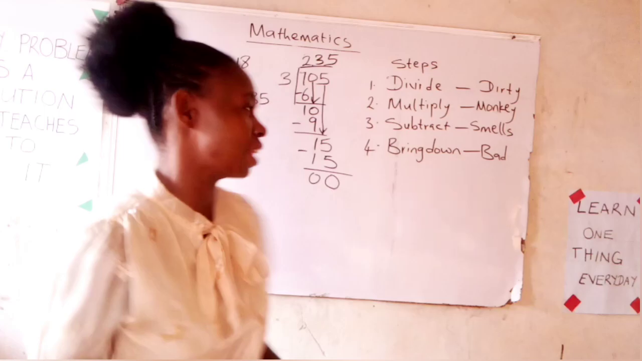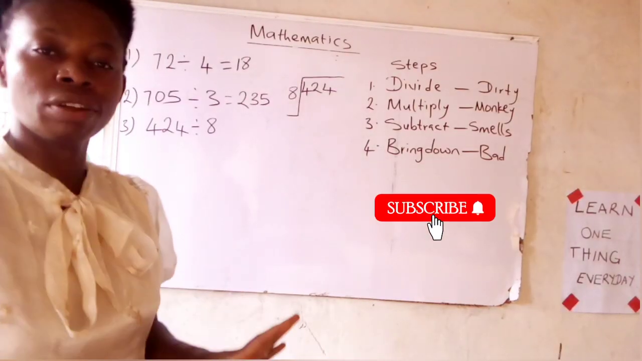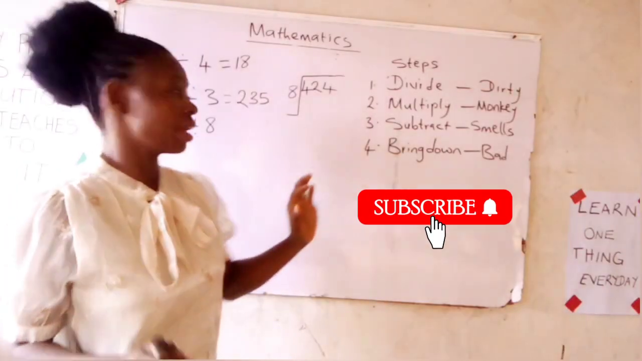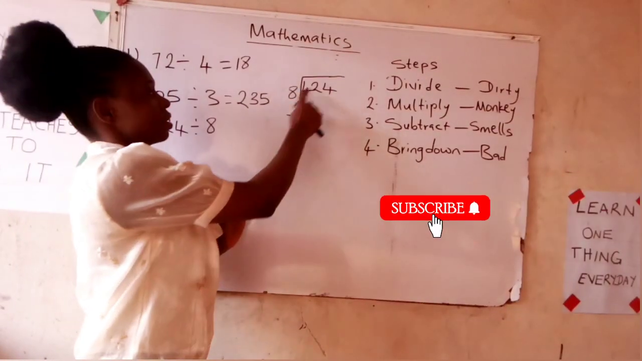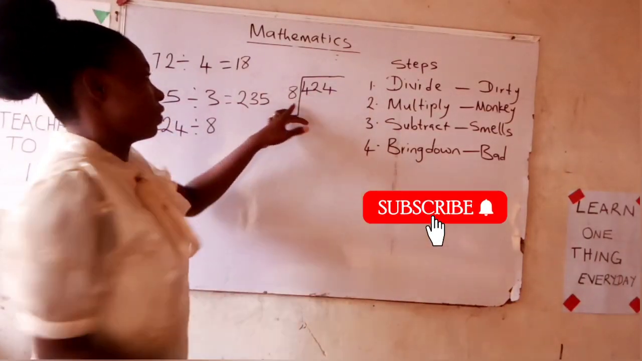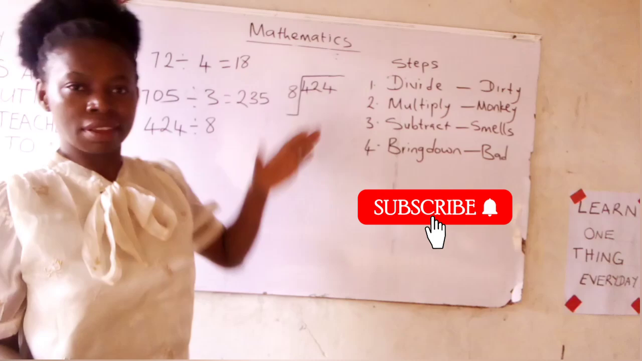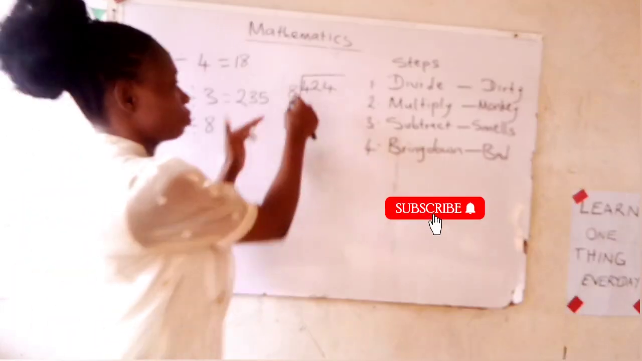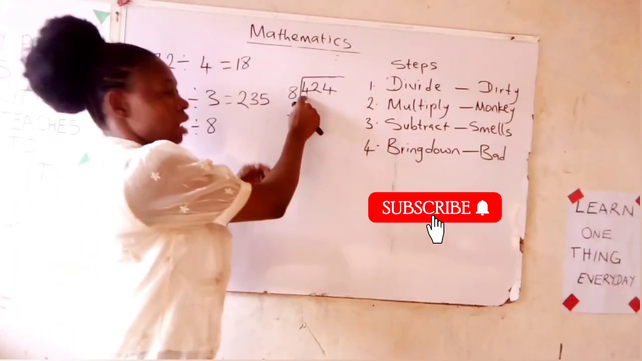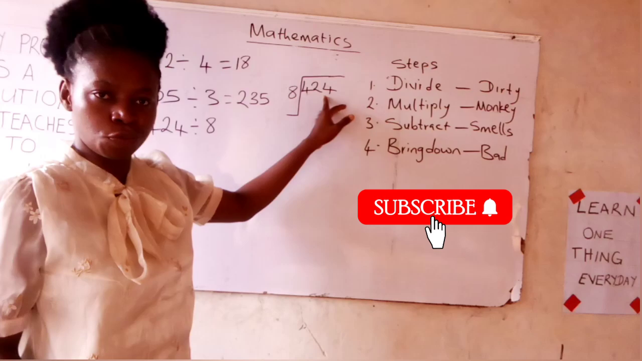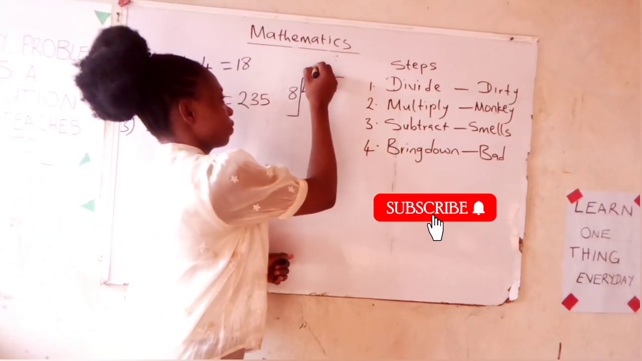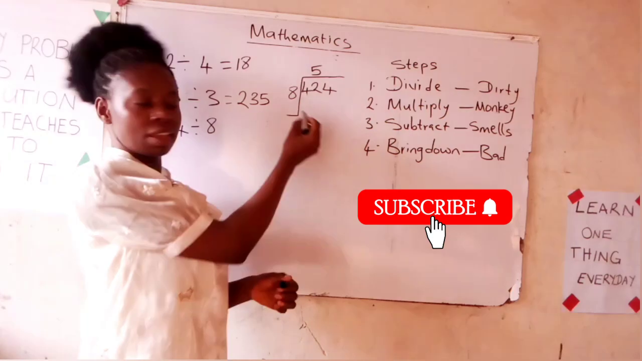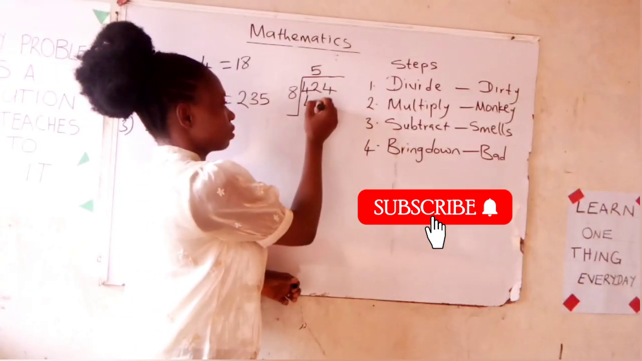Okay, let's go back to the next one. 424 divided by 8. And when you look at this, 4 is smaller than 8. If I say 4 divided by 8, it cannot go. So I'm going to group these two digits together, and that becomes 42. 42 divided by 8, and I'll have 5.